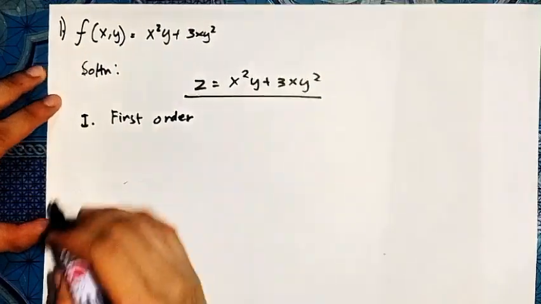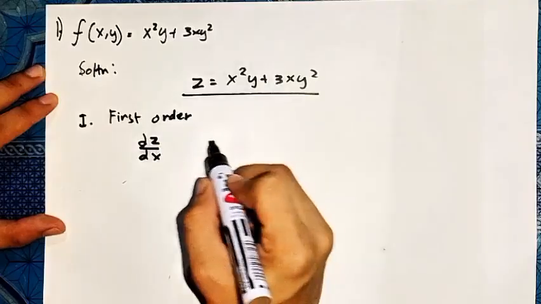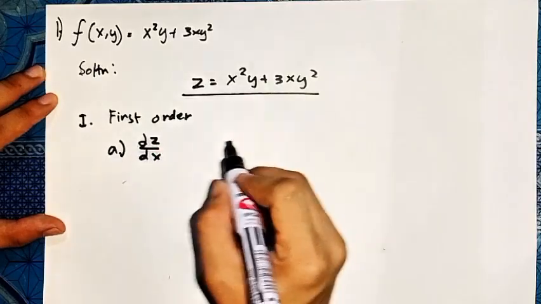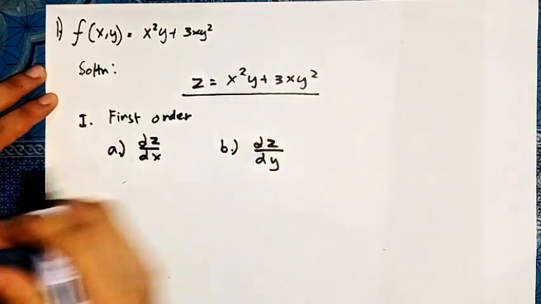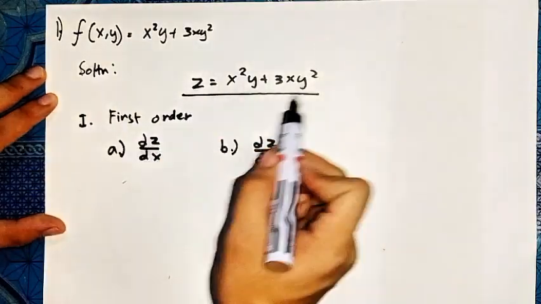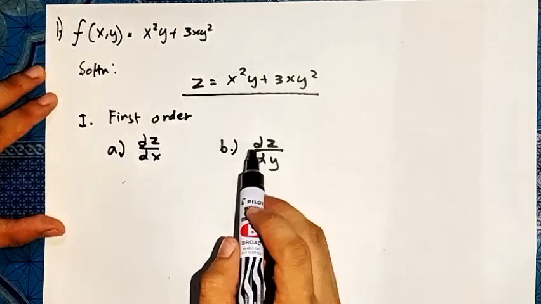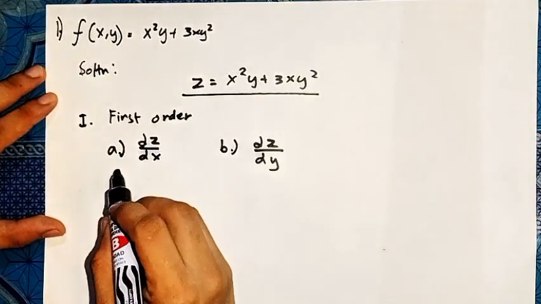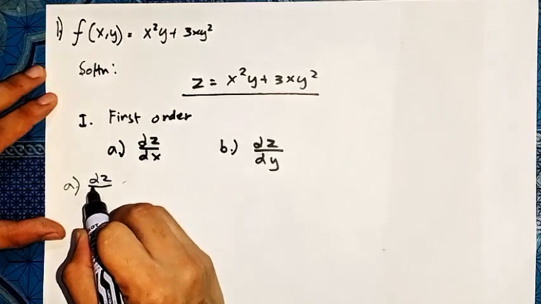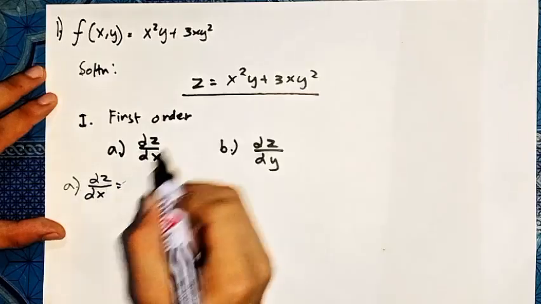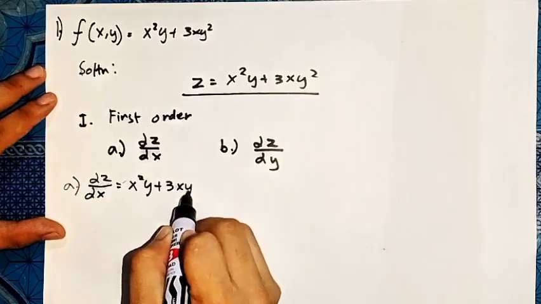Now, for the first order partial derivative, we have partial of z with respect to x, that is our a, and our b, partial of z with respect to y. Now, we will derive this with respect to x and with respect to y. So, let's start with a. Partial z with respect to x. Copy our equation, x squared y plus 3xy squared.